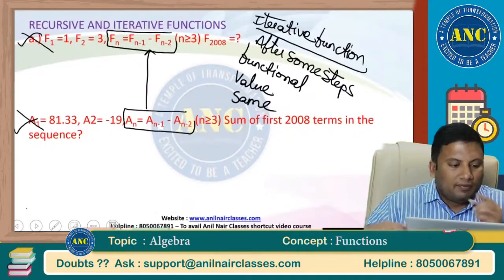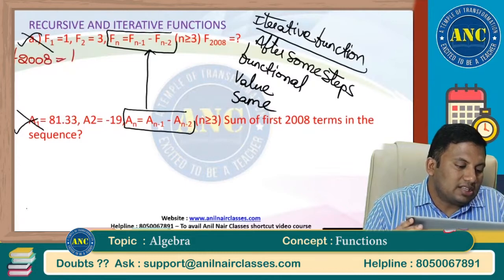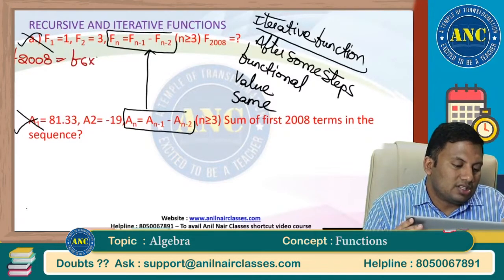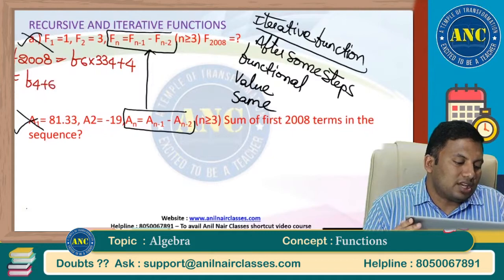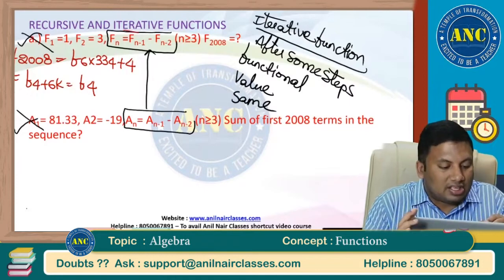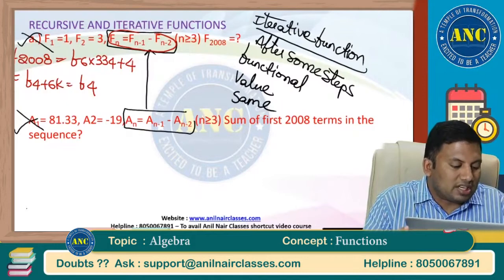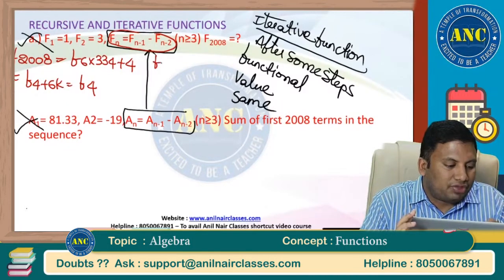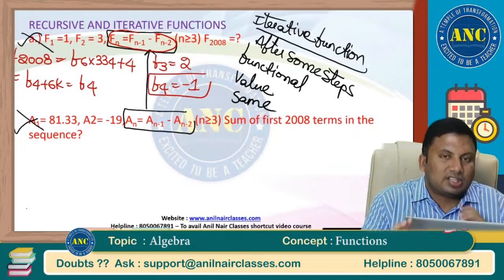Let us go back. This is nothing but F2008. The cyclicity is 6. 6 threes are 18, 6 threes are 18 plus 4. So this is equivalent to F4 plus 6k, which is nothing but F4. Remember, cyclicity for this function is always 6. F4 plus 6k is F4. So F3 is 3 minus 1, 2. F4 is 2 minus 3, minus 1. The answer for this question is minus 1.